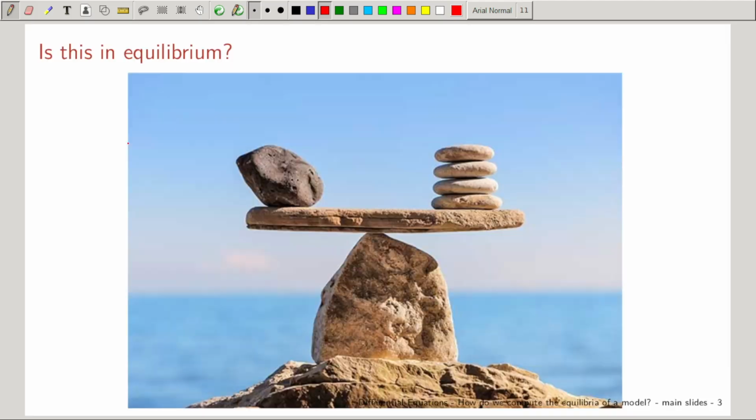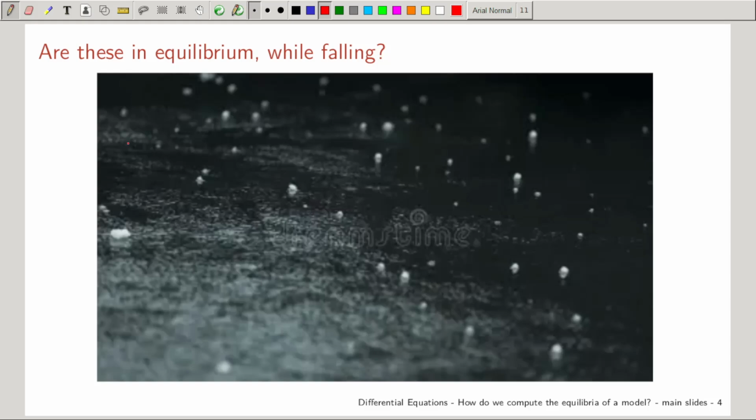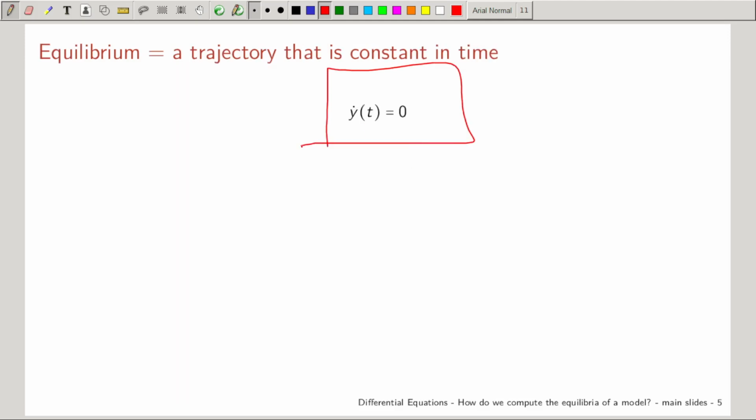What is an equilibrium? This one is an equilibrium, true? And if we take hail that is falling down, the single particle of hail, is it in equilibrium? Not whenever it's traveling, true, because it's moving. What is an equilibrium? An equilibrium is this.